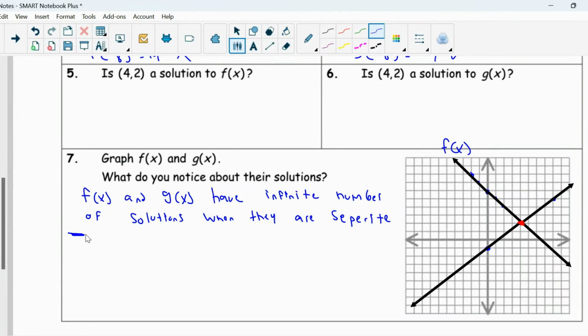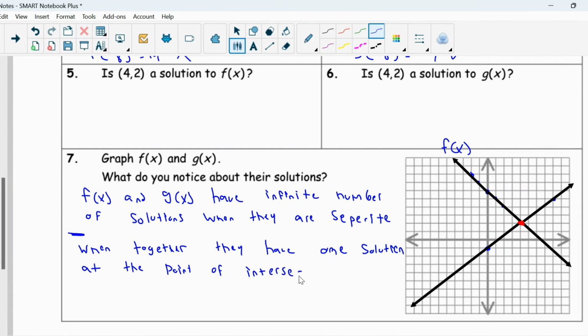So the second portion of this is when together they have one solution at the point of intersection. Which in this case is 1, 2, 3, 4, and 2.